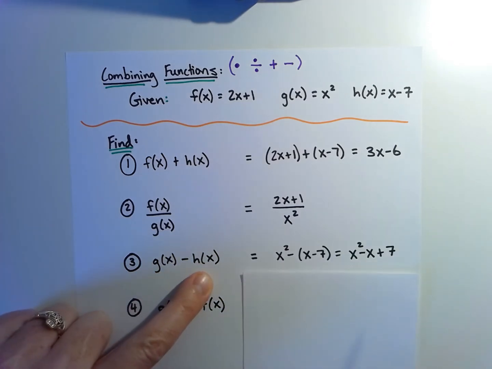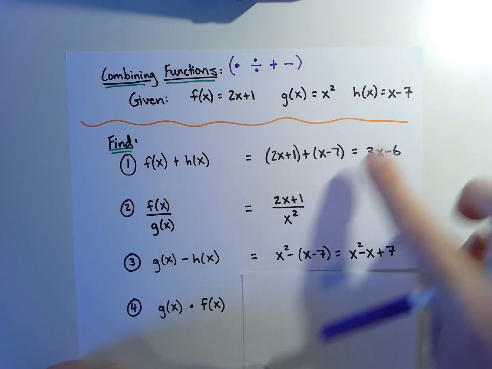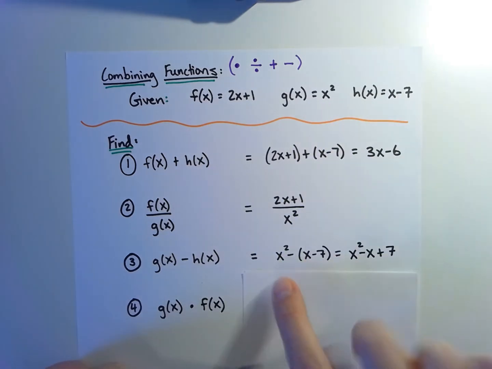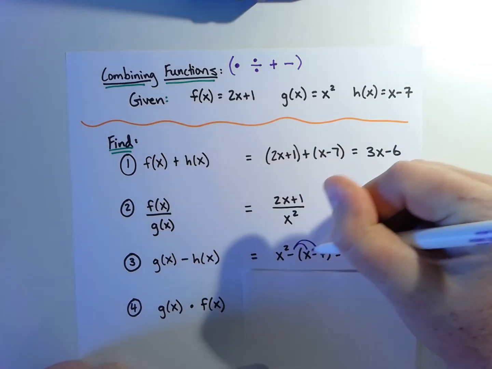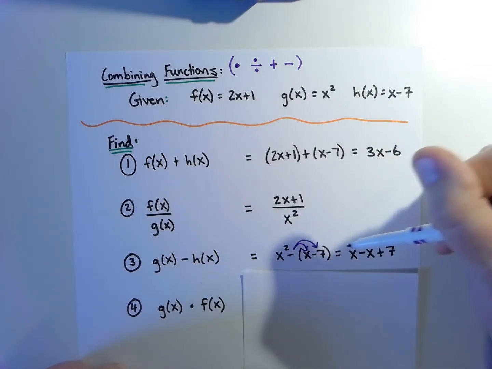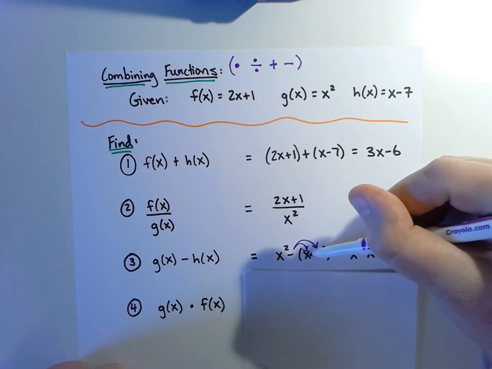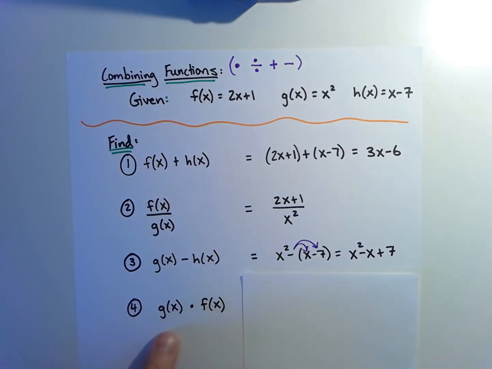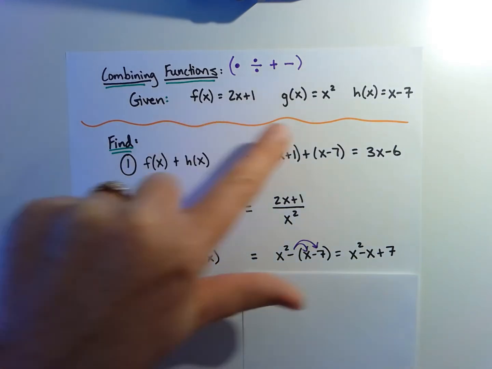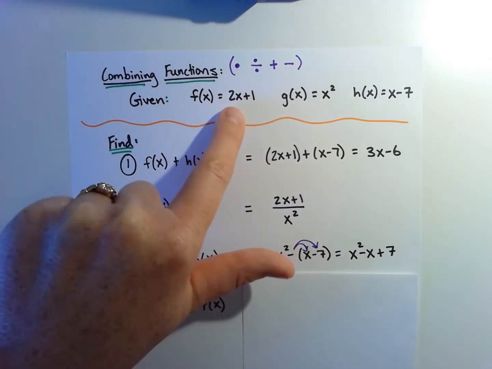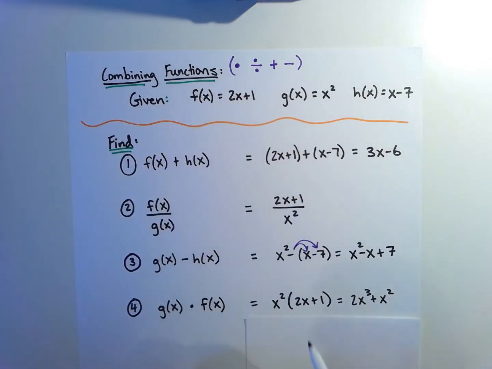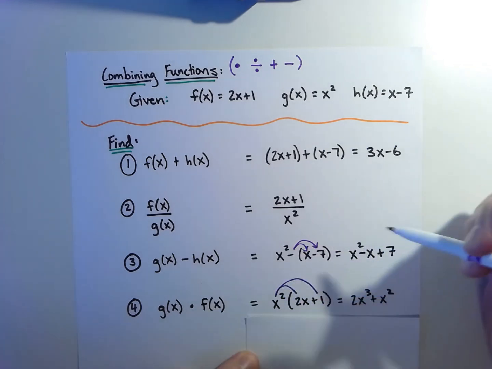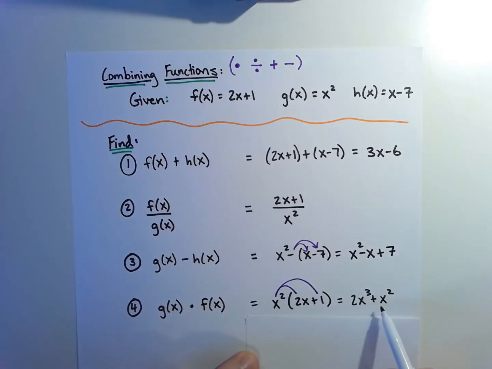So again, you go up to the top and you find g of x minus h of x. And then all you had to do here was distribute the negative. So it ended up being x squared minus x, and then a negative times a negative gives you positive 7. And the last one is g of x times f of x. So if we multiply g of x times f of x, again, you just write it like it sounds. Put g of x first and put it multiplied by f of x. And then when you distribute again, you end up with 2x cubed plus x squared.